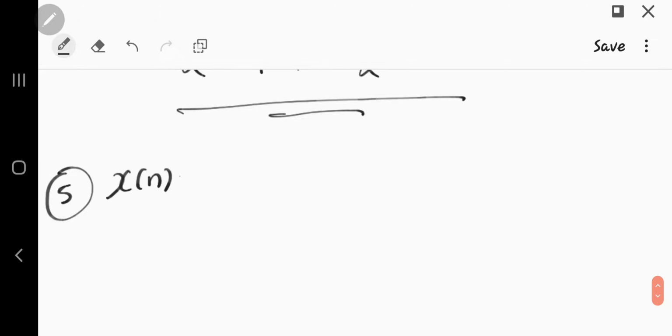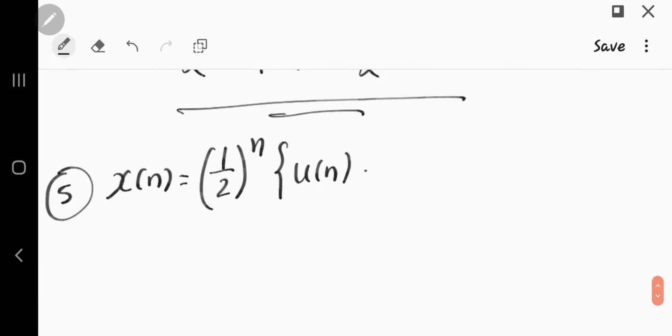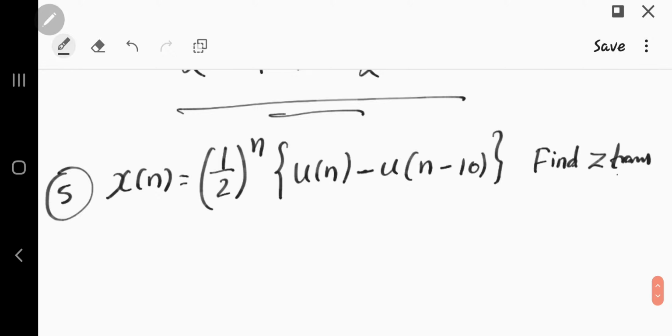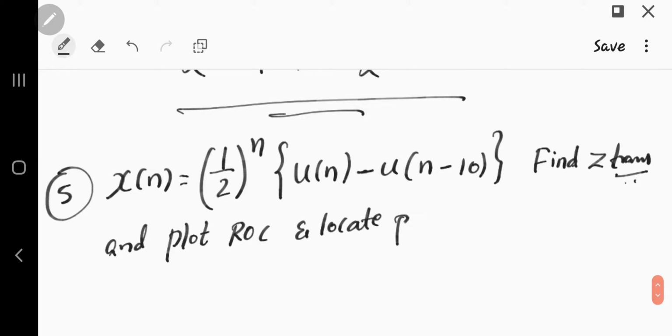So given x of n is equal to 1 by 2 to the power of n, u of n minus u of n minus 10. So find the Z transform and plot the ROC, look at poles and zeros. So this is the question.